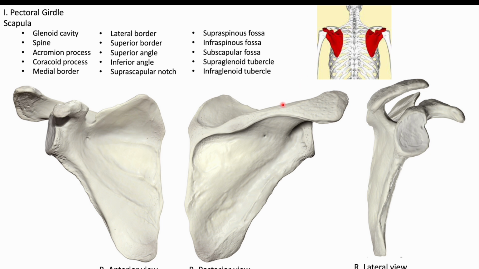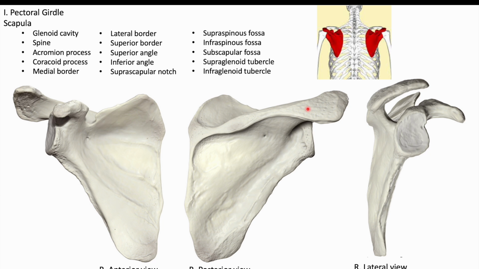Okay. All right. So then again, this is the spine, and you can only see the spine from the posterior view. So the spine actually extends up and ends at the acromion process. The interesting thing is that your trapezius and your deltoid muscle attach here. Specifically, the trapezius muscle helps move the scapula, and the deltoid muscle helps move the humerus, and it attaches at this region.